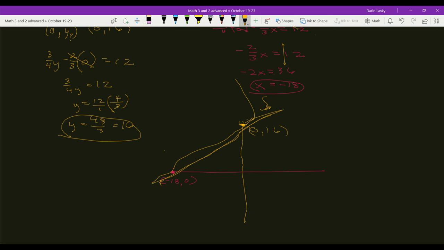So that's how you would tackle finding your x and y intercepts and then graphing them. So don't forget to multiply through and use your x and y intercepts to graph on this particular section.